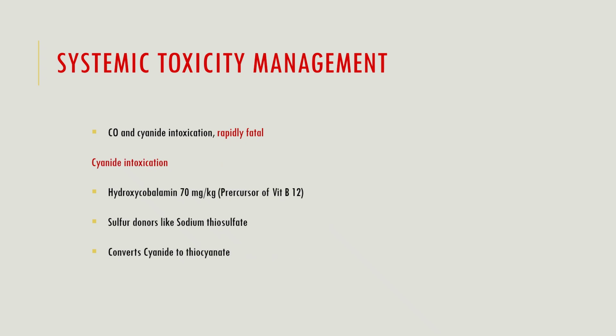Cyanide intoxication can be treated by using hydroxycobalamin 70 mg per kg, which is a precursor of vitamin B12. It will lead to formation of cyanocobalamin. Or you can use sulfur donors like sodium thiosulfate, which will lead to formation of thiocyanate. All of these will help to reduce the cyanide levels in the blood.